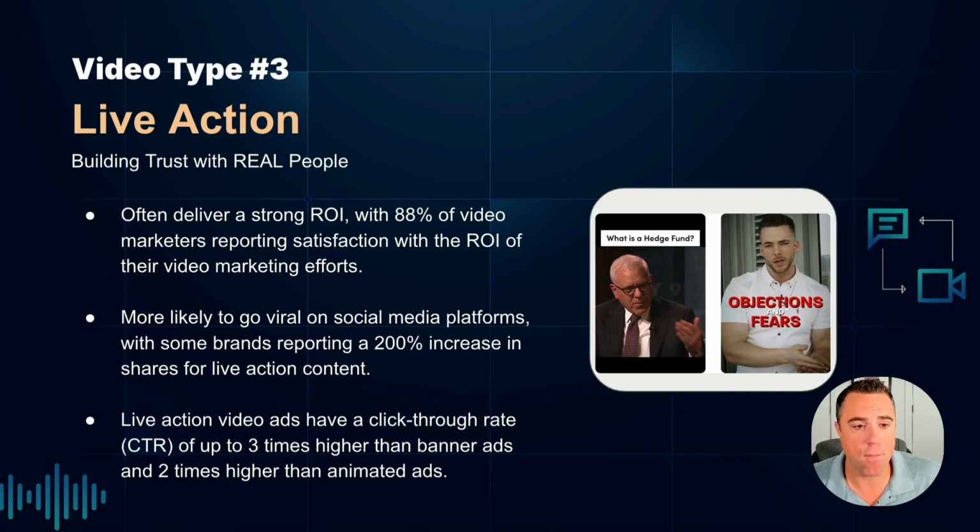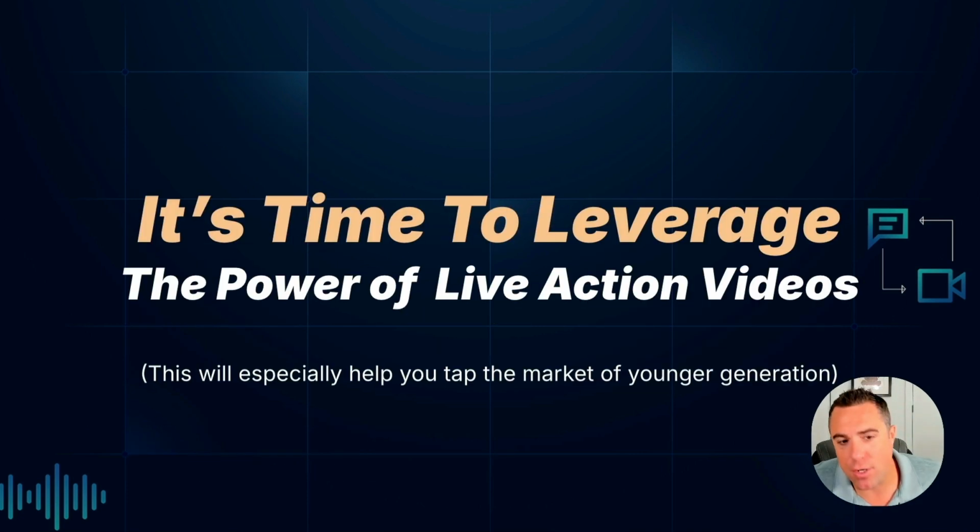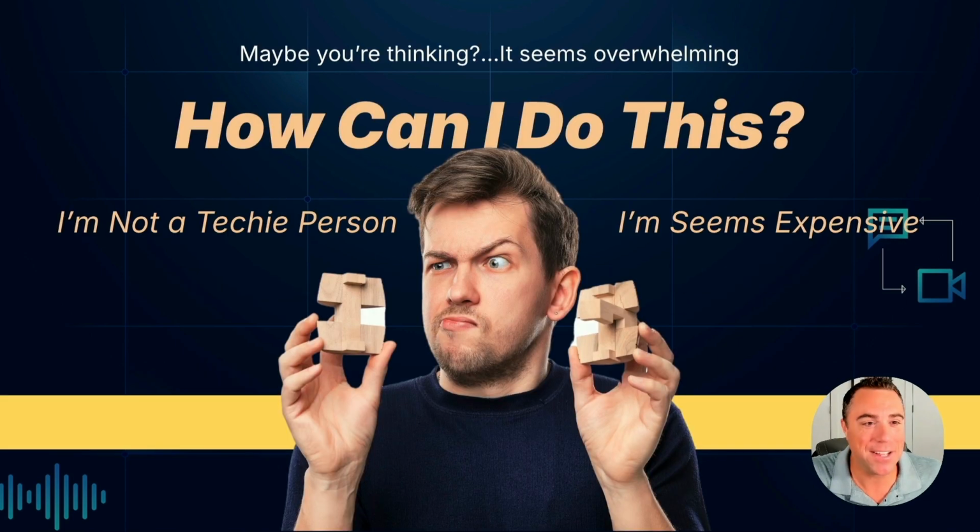And so these can go viral very quickly on social platforms, with some brands reporting 200% increases in shares for live action content. So this is a great way to build viral buzz, which is going to get you more likes, followers, and shares. So how do we start to leverage the power of all these different types of videos, and specifically live action videos? Like I said, this definitely helps with the younger generation. If you have kids, my daughter is 12 years old. I can tell you right now, these are the types of videos that she loves and she will continue to like in the future.